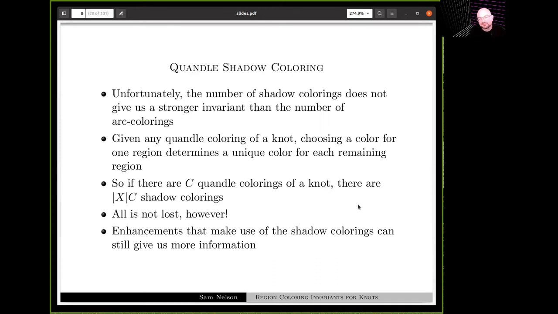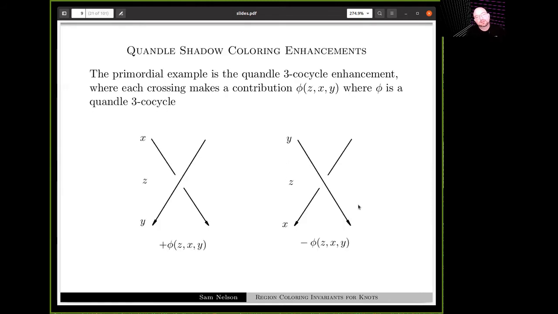As I mentioned, any invariant of quantile colored diagrams can give us an enhancement. And we can define enhancements that make use of shadow colorings that will give us still more information. So the initial example of this is what's known as the quantile three-cocycle invariant. The idea here is that at each crossing, we're going to get a contribution that at a positive crossing will be plus phi of z x y, where z is the region color, and x is the undercrossing and y is the overcrossing color along the left-hand side of the crossing when the crossing is pointing down. So this is the positive crossing, plus phi of zxy, and at a negative crossing, we multiply by minus one. So we have minus phi of zxy.